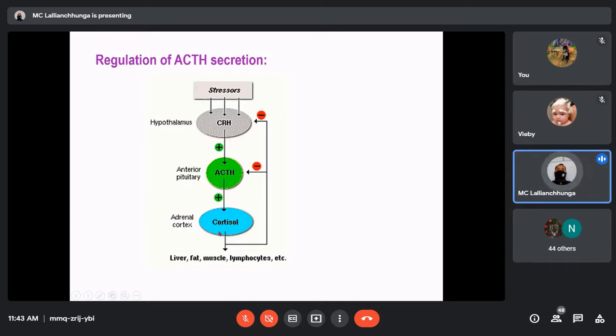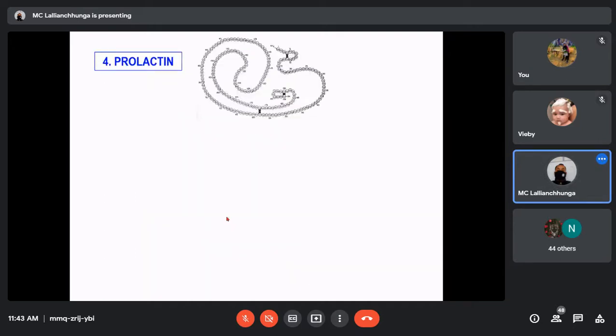Okay, but when the cortisol level is too low again, this negative feedback mechanism will be removed, so that CRH production will resume, ACTH production will also resume, and then the cortisol level will go up again. Okay, so this is the regulation of ACTH secretion.